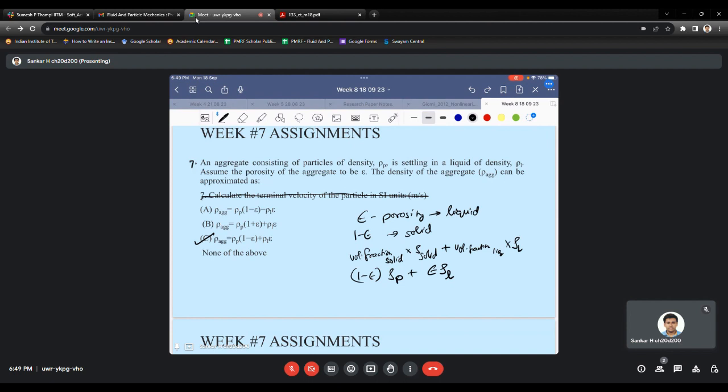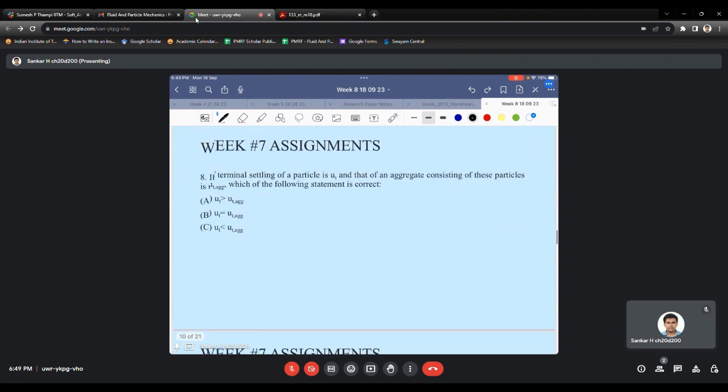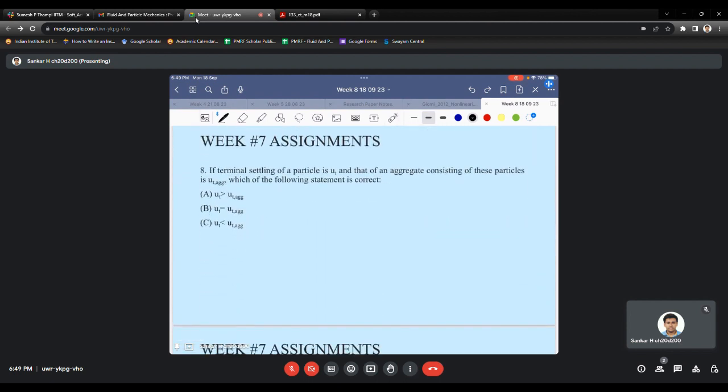Okay, let's move on to question number 8. If the terminal settling velocity of a particle is ut and that of an aggregate consisting of these particles is ut aggregate, which of the following statements is correct? Among ut and ut aggregate, which will settle faster?